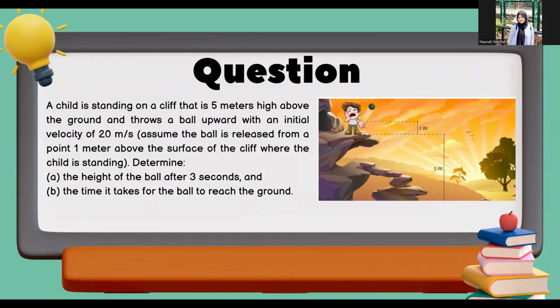Okay, the second problem. A child is standing on a cliff that is 5 meters high above the ground and throws a ball upward with an initial velocity of 20 meters per second. Assume the ball is released from a point 1 meter above the surface of the cliff where the child is standing. Determine A, the height of the ball after 3 seconds, and B, the time it takes for the ball to reach the ground.